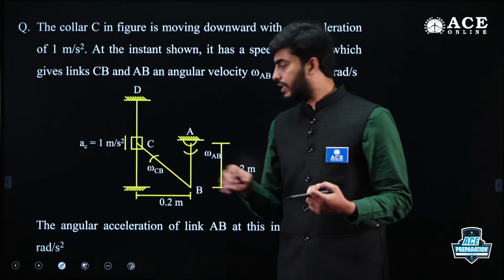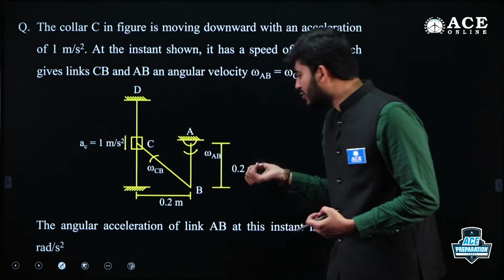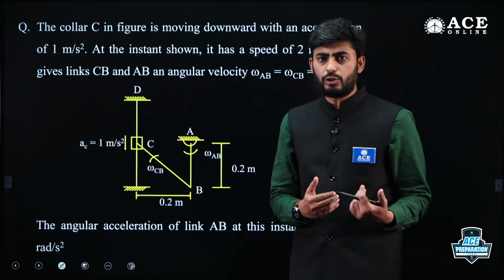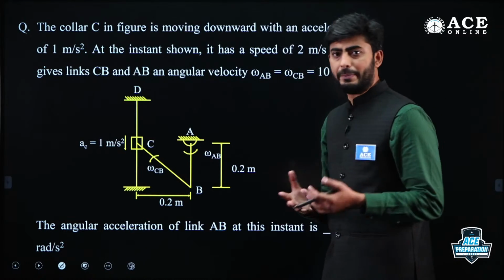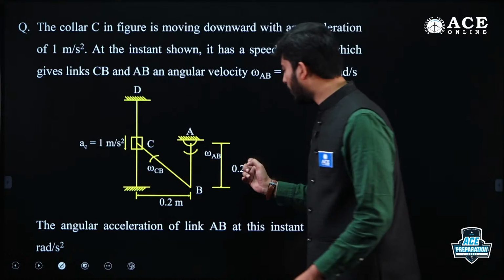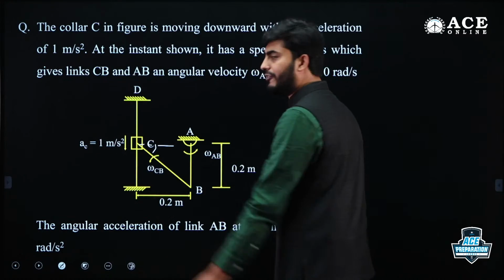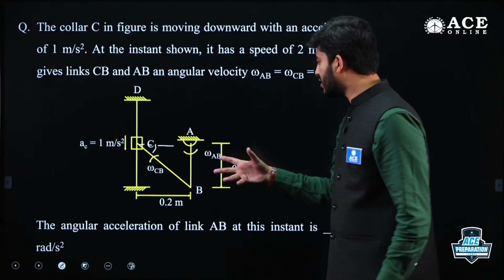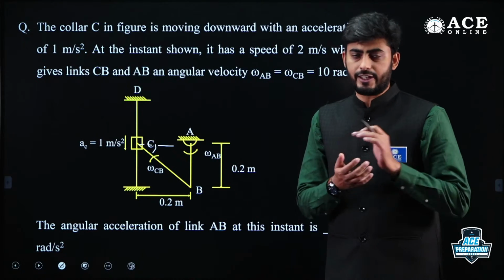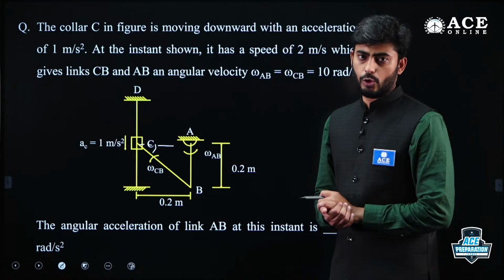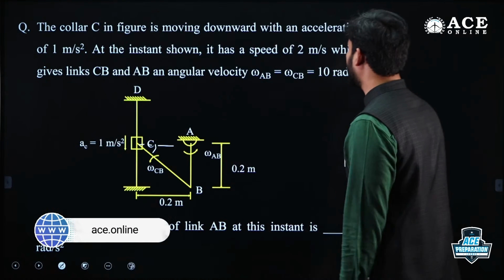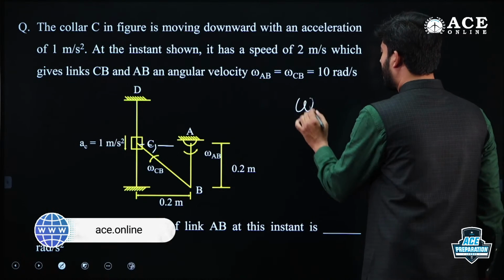The configuration diagram or the dimensions of the configuration will be given to you in such a way that you will be getting the angle values. Like here 0.2 and 0.2 is given. You will tell definitely, sir, this angle has to be 45 degrees. Those kinds of situations will be given to you in the configuration. Okay guys, so let us move to this question.